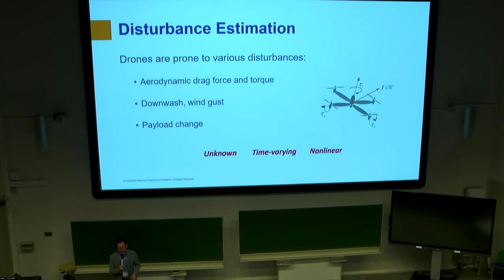All right. So in the following, I will give a few applications that we think is interesting. The first is disturbance estimation. We all know that drones are subject to various disturbances, such as aerodynamic drag force and torque, downwash, or payload change. Those can significantly degrade the performance of the drone control. And those disturbances are unknown, time varying, and nonlinear.